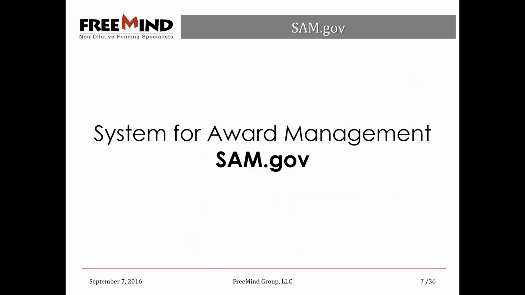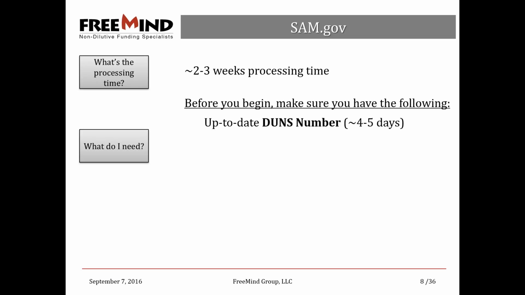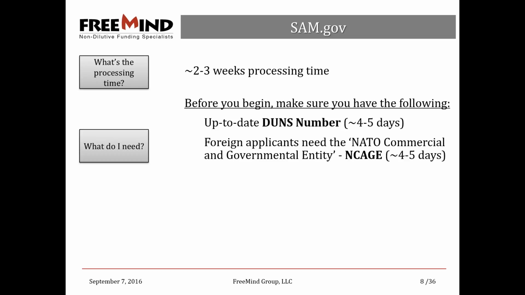So first off is SAM.gov, System for Award Management. Basically, again, we're talking about 2 to 3 weeks for processing time. And in order to have a SAM.gov account, even before you begin, you will need an up-to-date DUNS number. Creating a DUNS account usually takes around 4 to 5 days, so bear that in mind. Foreign applicants also need an NCAGE, which is a NATO Commercial and Government Entity. Domestic applicants will need an EIN or a TIN number, which is basically an employer identification number or a taxpayer identification number.